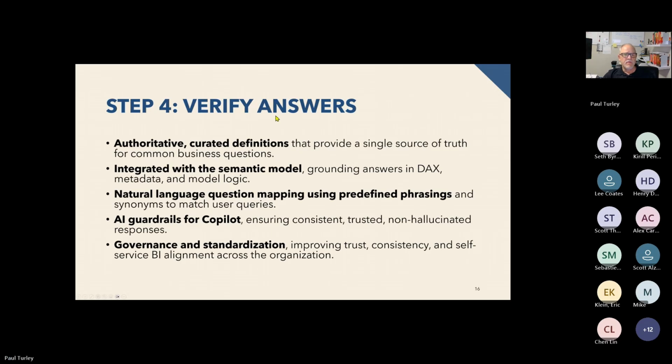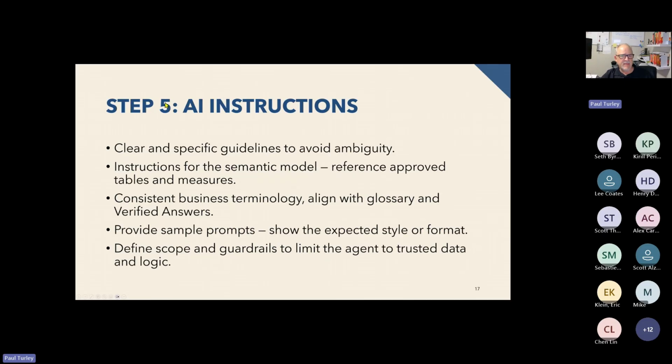All right. Verified answers we talked about. I showed you a really simple example. We're going to take the concept of verified answers and take that to the next level with AI instructions. So verified answers are the place to start. You want to build a set of verified answers for common questions that users might ask, where you've built a report that you can use as an example and say, yeah, these are the results that I expect Copilot to give when a user asks the question in a variety of different ways.